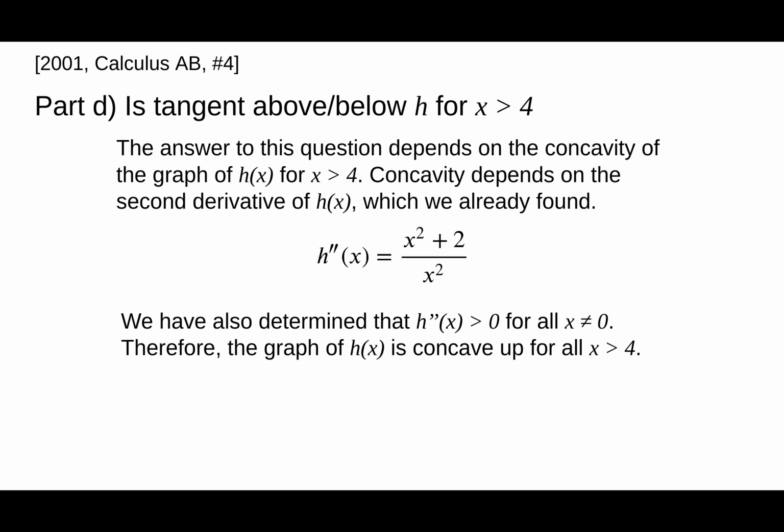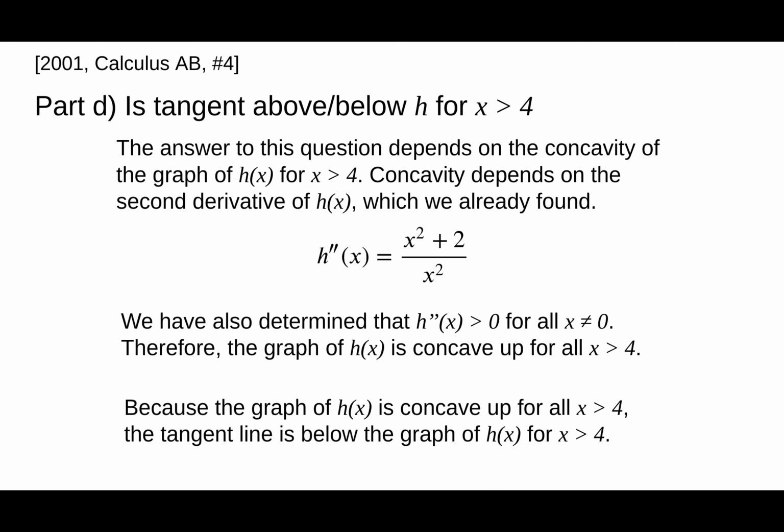In fact, we determined earlier, unless it's negative square root 2 or positive square root 2 or 0, h is concave up pretty much everywhere. So yes, h has to be concave up at x equals 4. But that also means that h is concave up for all x greater than 4. So if h is concave up for all x greater than 4, then the tangent line at x equals 4 should be beneath the curve. So because the graph of h is concave up for all x greater than 4, we know that the tangent line will lie below the graph of h of x on the interval where x is greater than 4.